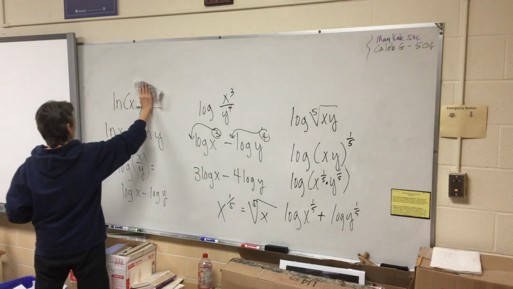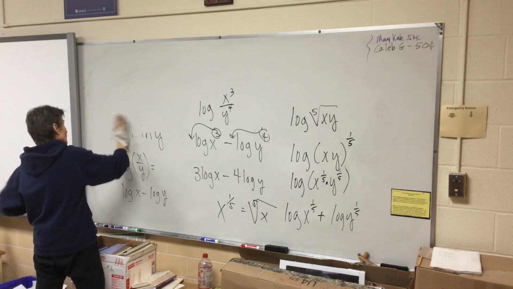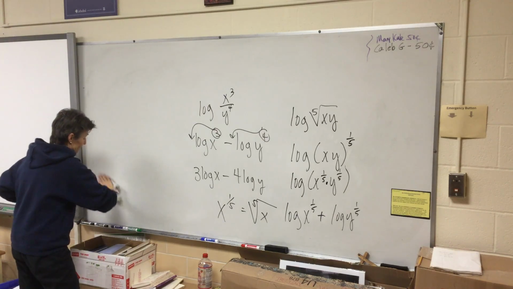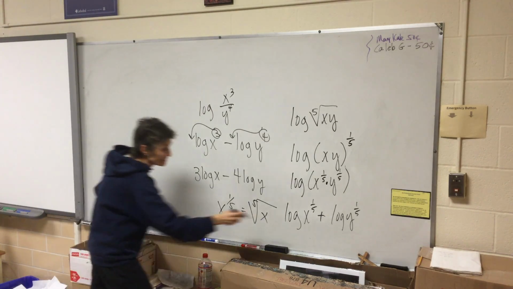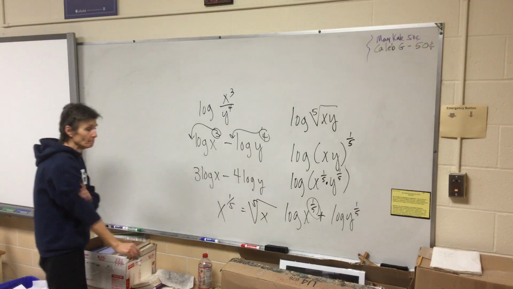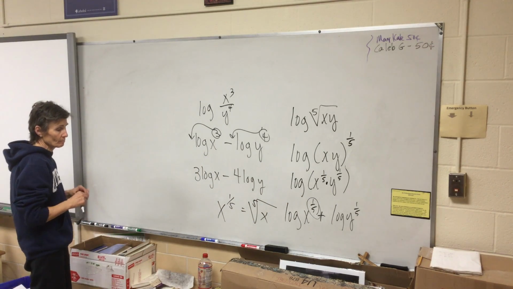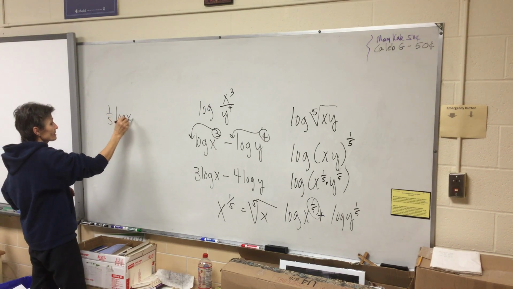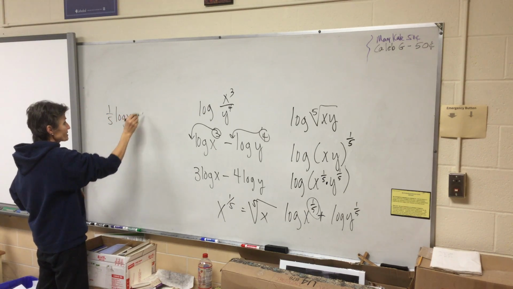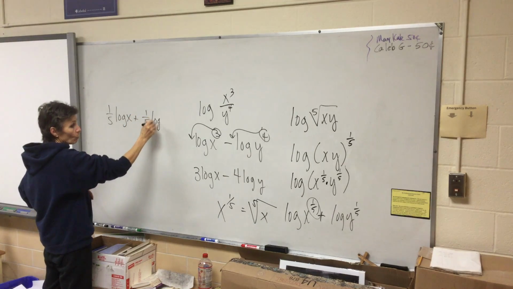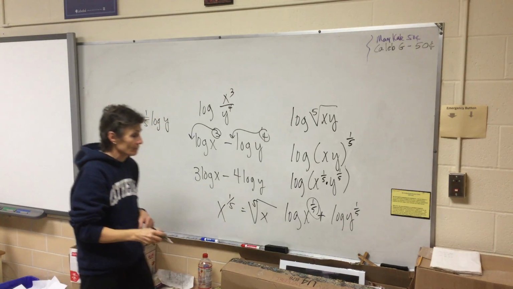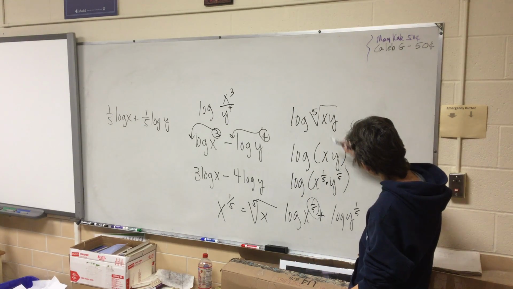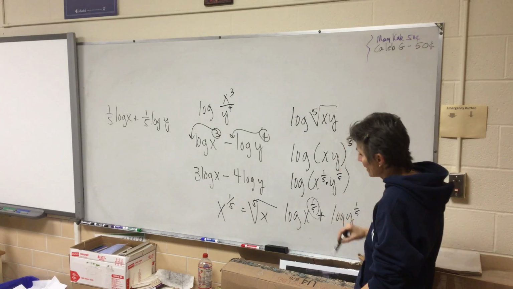And now there's one more step. Do you know what the very last step is? These are exponents. Where do I put them? In front. Yep. So I'm going to have 1/5 log x plus 1/5 log y. That 1/5 goes to the x and the y because it's all under the radical.